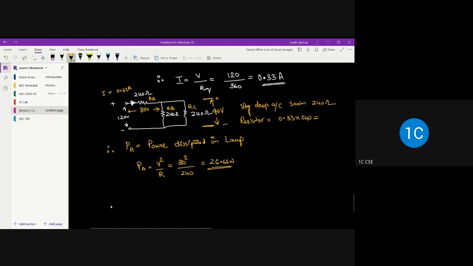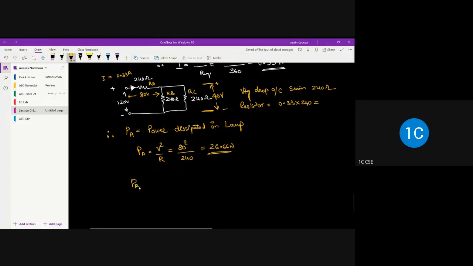Similarly, let's calculate PB, in the same line. This is V square by R. And what is the voltage which comes across lamp B? 40 volts. So it is 40 square divided by 240, which is also equal to PC, right? Because it's a shunt or parallel branch, so the same power it is going to consume.